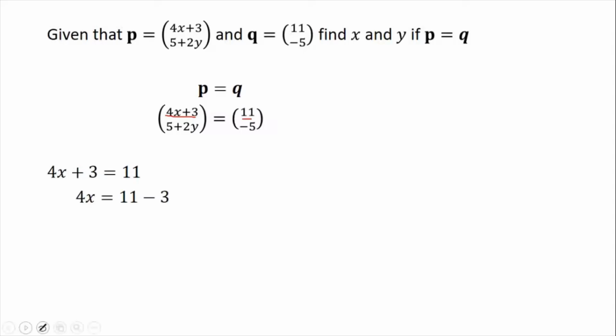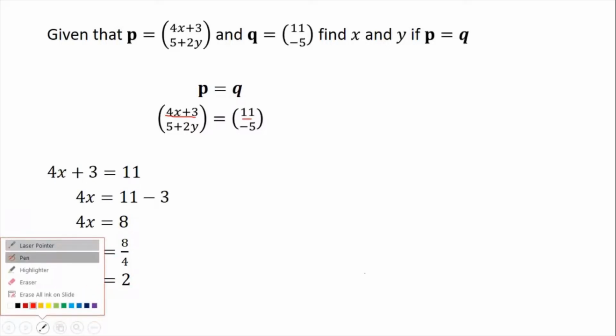We know from linear equations that when you get this, you have to group like terms. So you have 4x is equal to 11 minus 3. 4x is equal to 8. You divide both sides by 4. You've done a lot of this under linear equation. So if you want to understand how to solve this linear equation, watch the video on type 1 of linear equations. We solved a lot of these examples there. So x is equal to 2.